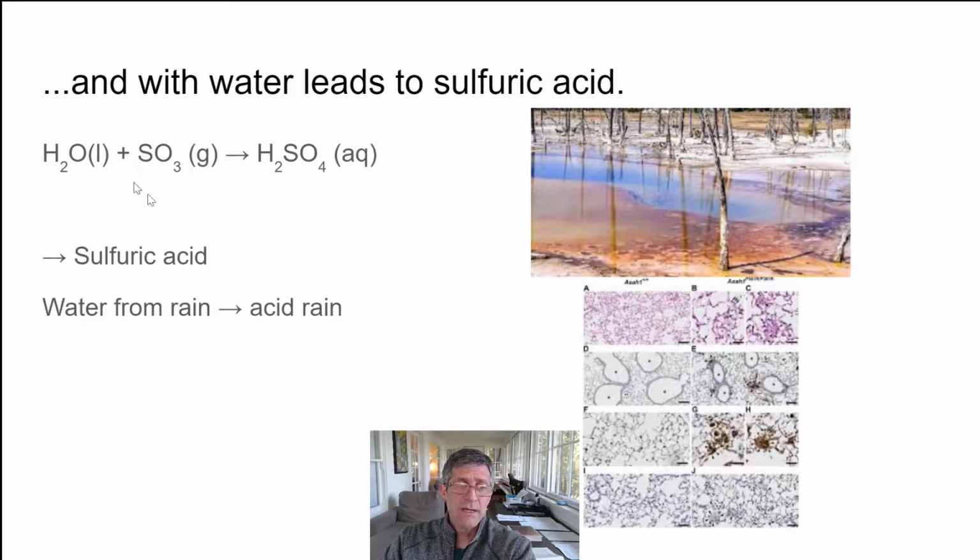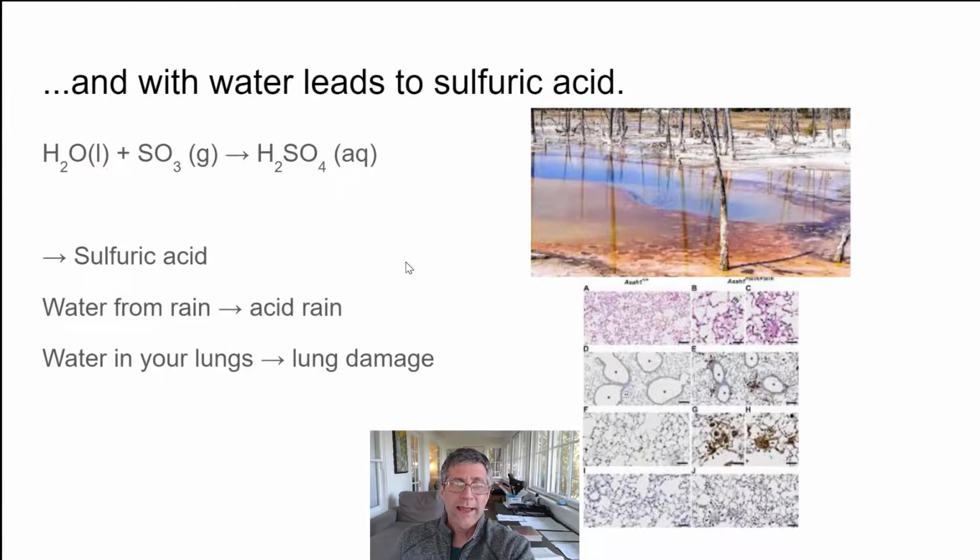So breathing in SO3, and that water that's inside your lungs can react with SO3 and produce this sulfuric acid. And this is a thing that causes lung damage and can lead to deaths. It's quite a serious thing. So where the acid forms makes a big difference. If it's coming from the water in your lungs, this can lead to lung damage.